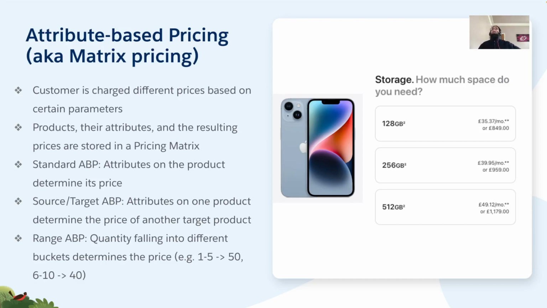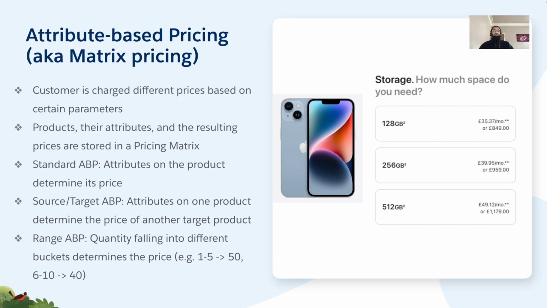If you remember, previously we talked about the iPhone as an example where you have storage options. You have a storage of 128 gigabytes, 256, 512, and there are different prices. For 128 gigabytes the price is £35, for 256 gigabytes it's £39, and for 512 gigabytes it's £49. So I don't want to be in a position to create different products for each storage option, and in this scenario, I can use attribute-based pricing, or another name is matrix pricing, where depending on the attribute value, the price will change.